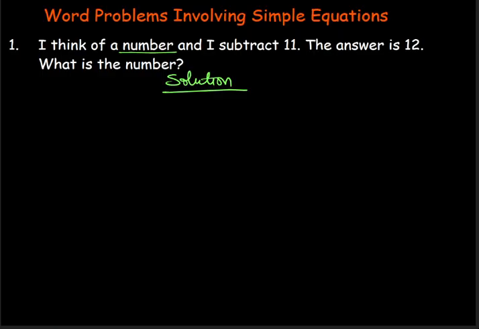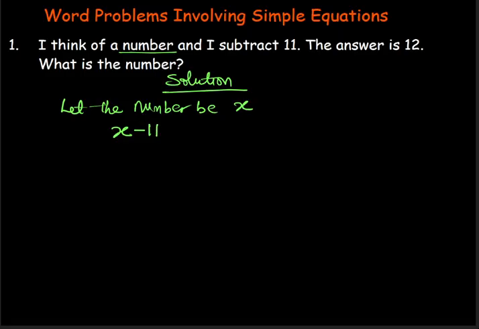Okay, so let's see. I think of a number. Now we don't know what that number is. So what are we going to do? We are going to assume that number to be a variable. So we'll say, let the number be X. So I think of a number and I subtract 11. Now wherever we have number, we don't write number again. We are using X. So I think of a number, that number is X, and I subtract 11, minus 11.